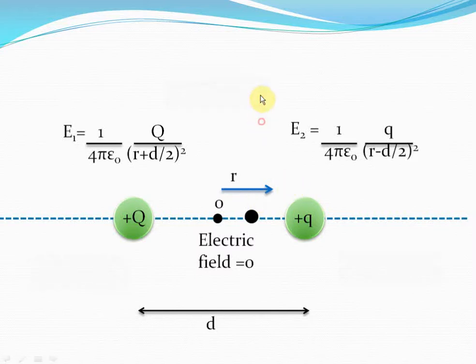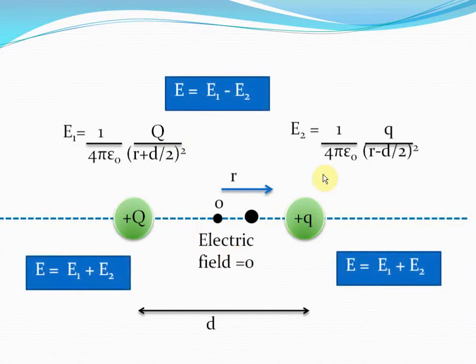The field inside this two charge system on the axis will clearly be E1 minus E2, isn't it? After all, we just showed that the field inside will be opposite in direction because of both the charges. I've written E1 minus E2 and not E2 minus E1 because the field due to E1, the charge plus capital Q, will be positive. It will be towards the right, isn't it? But the electric field because of the small charge plus q will be directed towards the negative x direction, isn't it?